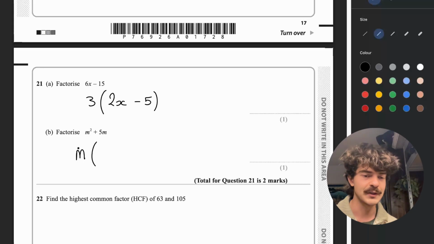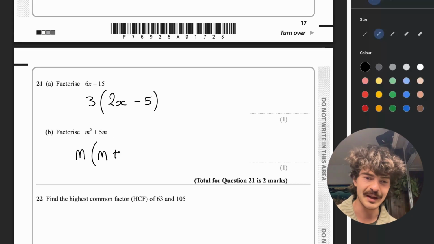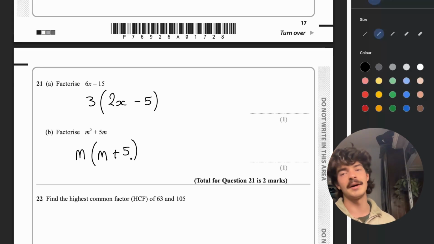But here we go. So m on the outside, how do I get from m to m squared? Multiply by another m. And how do I get from m to 5m? Multiply it by 5. Now you can always check these by expanding these back out. A lot of people have a preference for expansion rather than factorization.